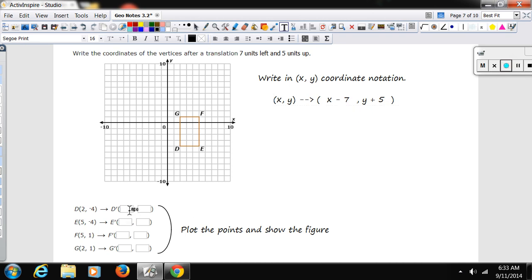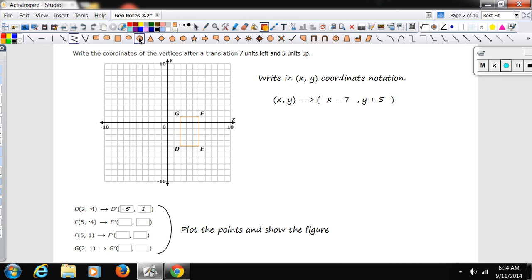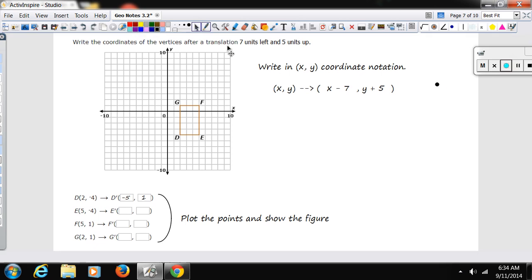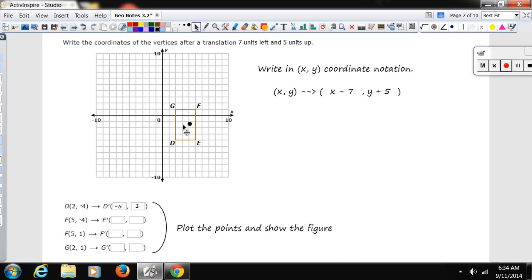So let's find the points first. So the first point we would do is, if we go 7 units left, if we subtract 2 minus 7, you're going to get a -5. So -5 is going in there. And then -4 plus 5 is going to be a 1. So you're going to have a 1 in that box. So -5, 1 would be one of our points. Let's make a dot at -5, 1.